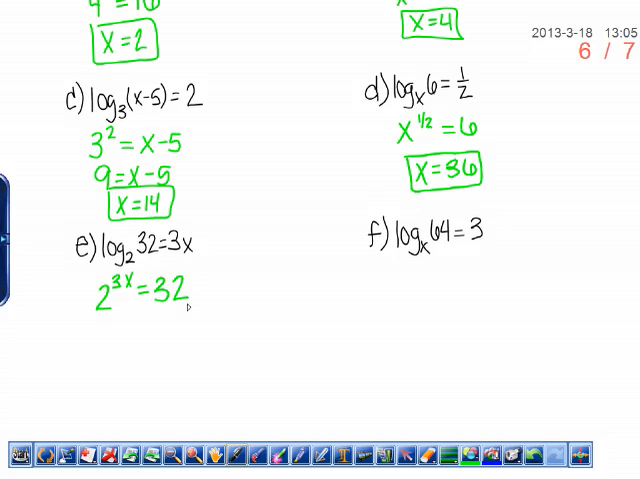Okay. What's our next step from here? Get the same base. And Jimmy, how can we rewrite 32 with a base of 2? 2 to the 5th. Good. So then we get to set 3x equal to 5. So x equals 5/3. Everyone okay on that one?